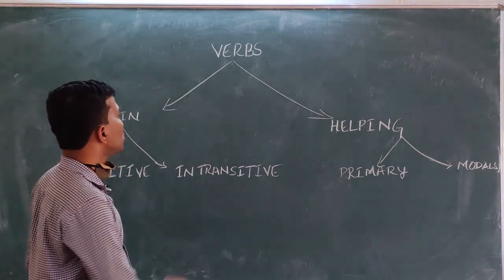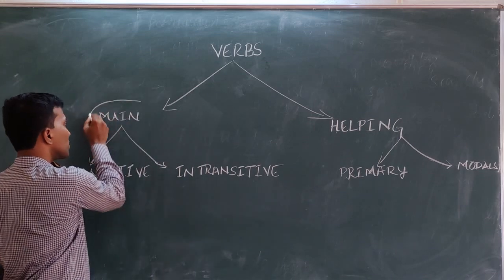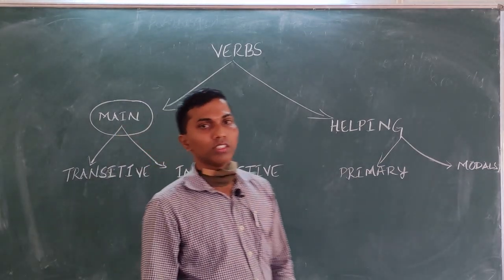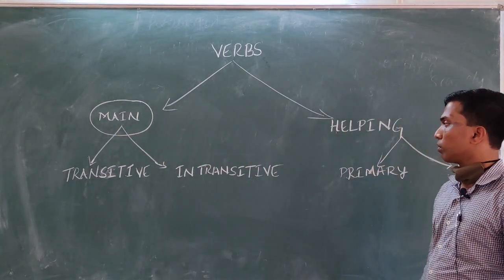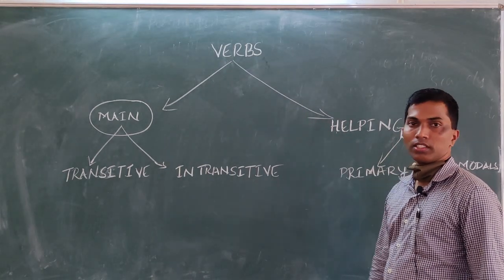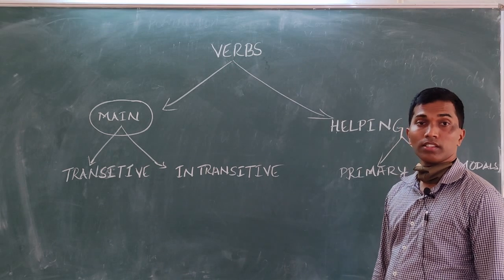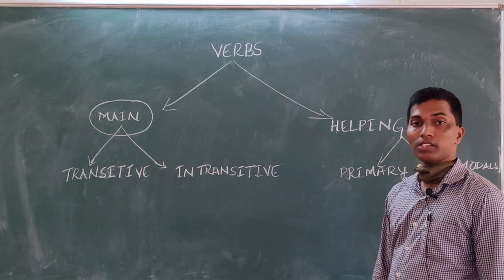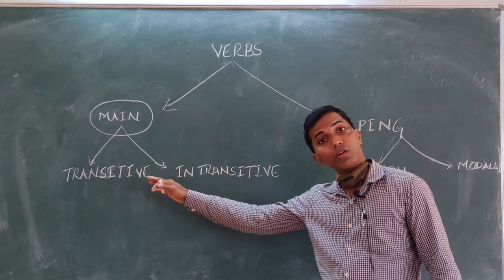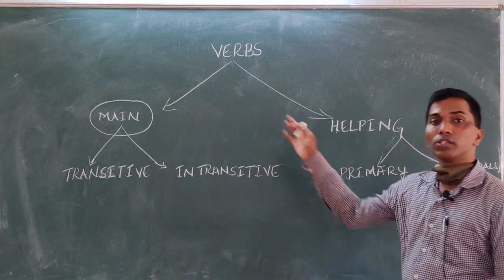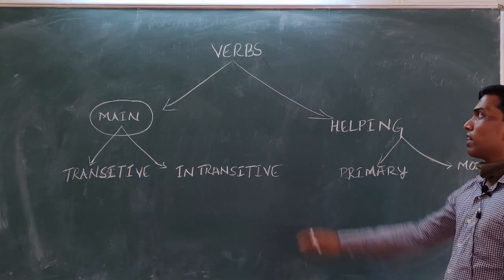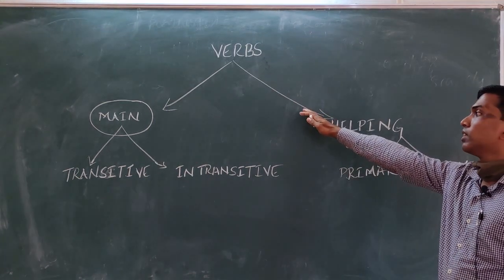There are two types of verbs. The first one is what we call main verbs. In connection with the understanding of tenses, we must be in a position to understand how they have been divided. What it means is, it's a transitive verb, it's also an intransitive verb. Otherwise, transitive verbs and intransitive verbs. In the same fashion, there are helping verbs too.